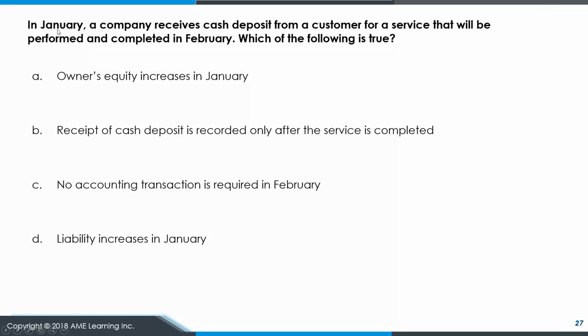Okay, let's look at this question here. In January, a company receives a cash deposit from a customer for a service that will be performed and completed in February. Which of the following is true? So when we receive a deposit, remember that's a prepayment, so cash will be going up, but we have not yet earned the revenue because we're going to earn that in February. And we're saying, what do we do when we get the money in January? Well, in January, that's where we're going to record an increase in cash because we did get the money, the customer paid us, but we're also going to record a liability in January for that money, which is called unearned revenue.